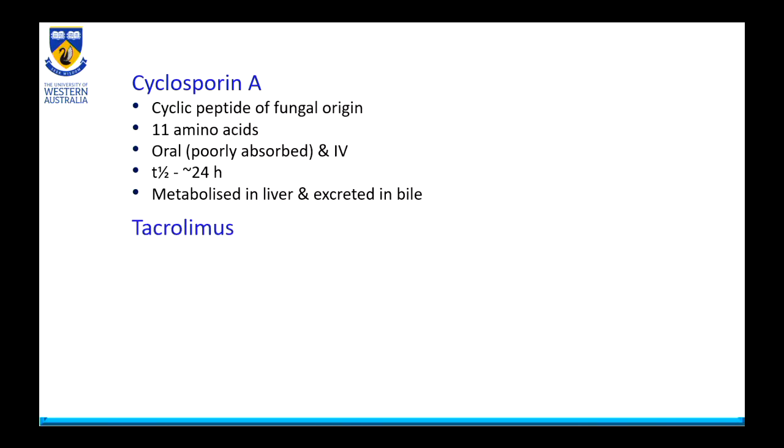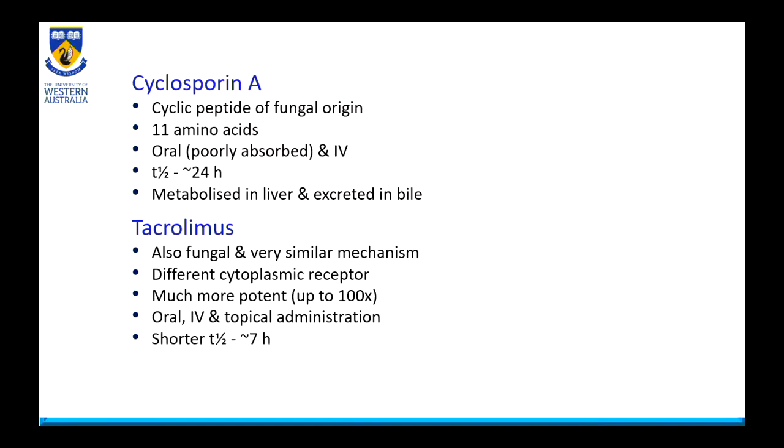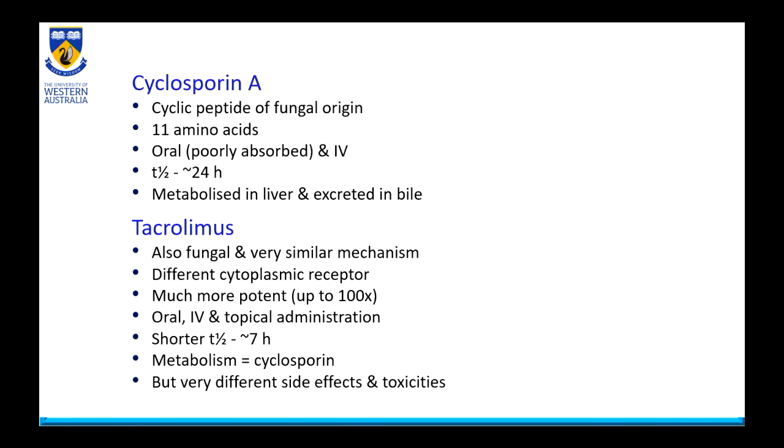Whereas tacrolimus, it's also fungal, and it works by a very similar mechanism, although it does have a very different receptor. And it's a lot more potent than cyclosporin A, in fact up to maybe 100-fold more potent. So you can imagine it's a better drug. It can be applied orally, intravenously, or by topical administration. The problem is it's got a shorter half-life of only about 7 hours, so it means you've got to take the drug 3 times a day. And its metabolism is exactly the same as cyclosporin. However, it has different side effects and different toxicities than cyclosporin A.